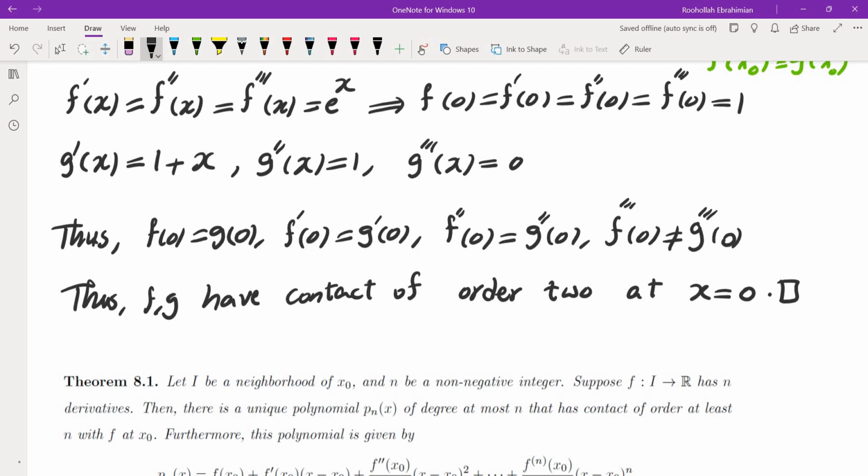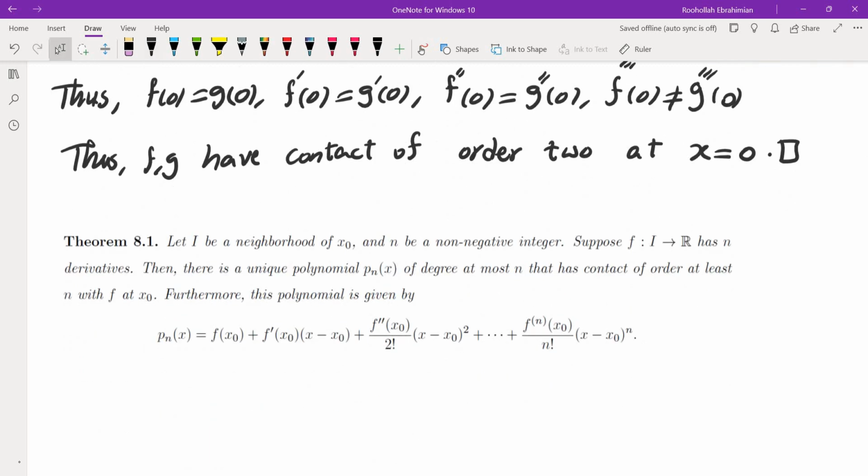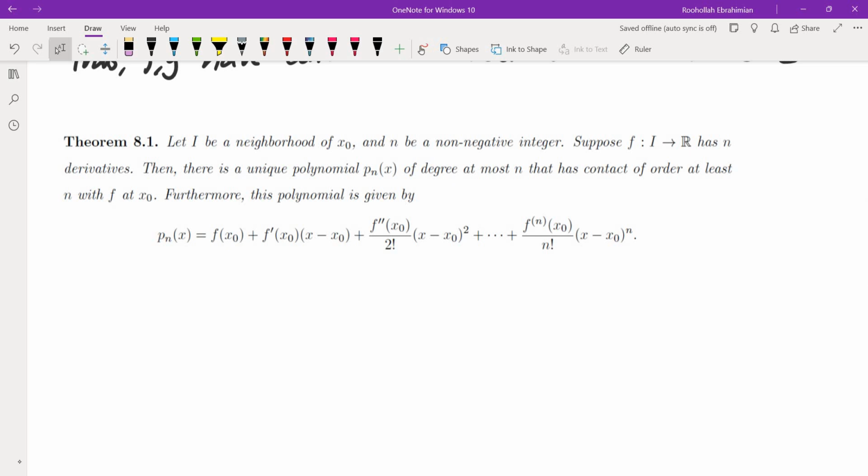Okay, so now the question becomes: if I have a function, can I find a polynomial that has contact of large order with that function? And the answer is in fact yes.